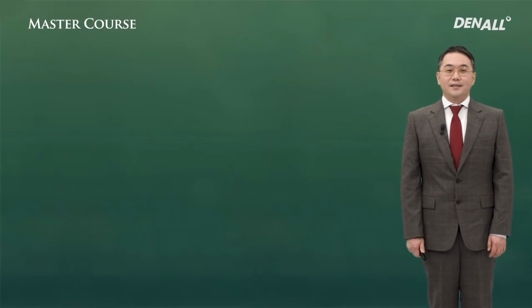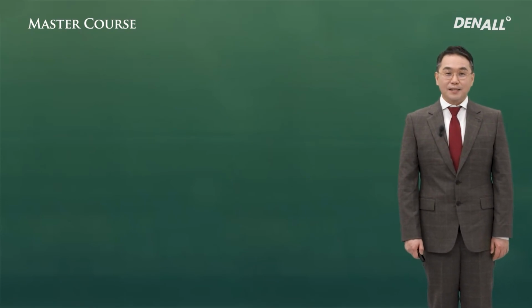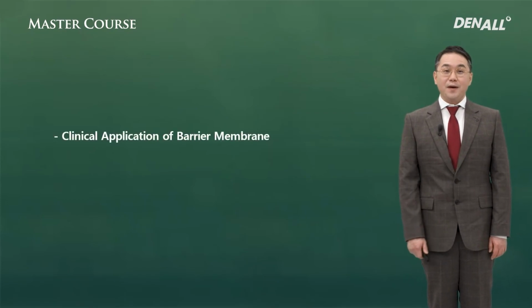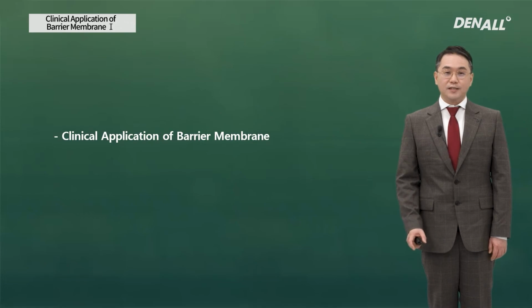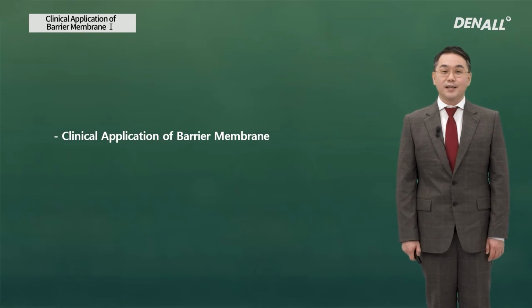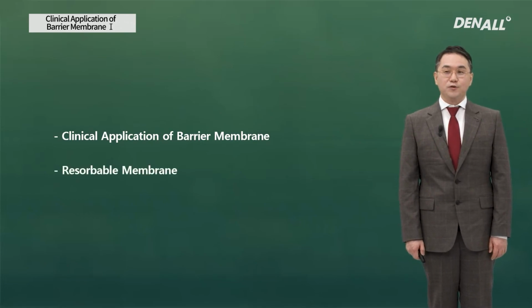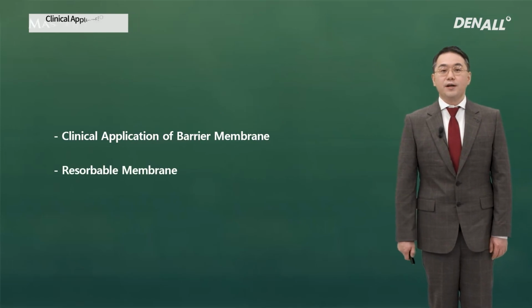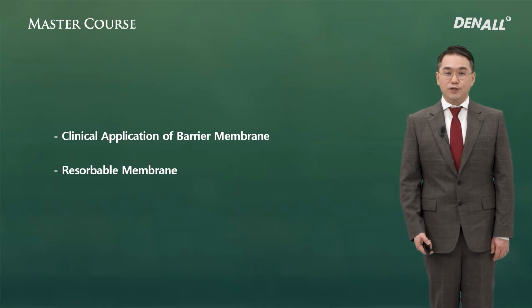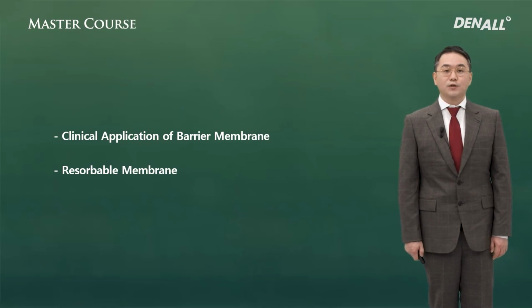In this lecture, I talked about the resorbable membrane. At the beginning, I talked about the clinical application, the selection of barrier membrane, when to use resorbable or non-resorbable membrane. When we have to use a resorbable membrane, when the primary closure of soft tissue is hard, the transmucosal approach can be used.